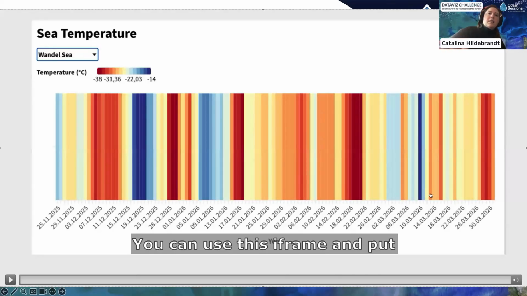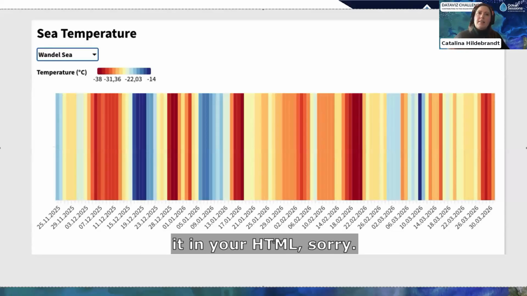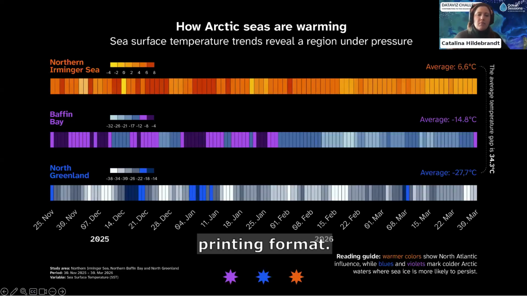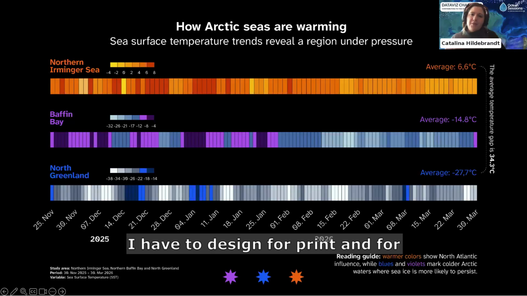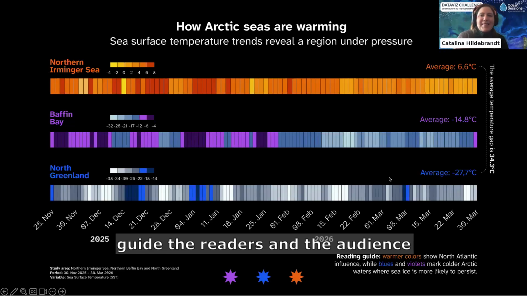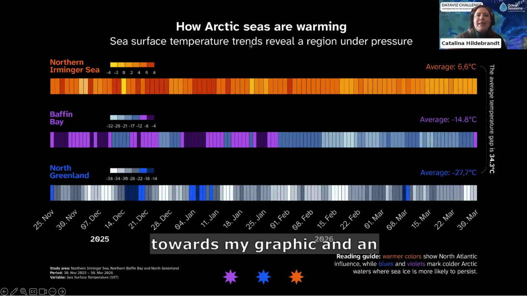You can use this iframe and put it in your HTML, or you can translate it again to a printing format. I like to design for both always. In the newspaper, I have to design for print and for web. So this will be the printing version where you have the 3 places compared. It's very easy to read. Again, I use the same guidelines, reading guides, to guide the readers and the audience towards my graphic.